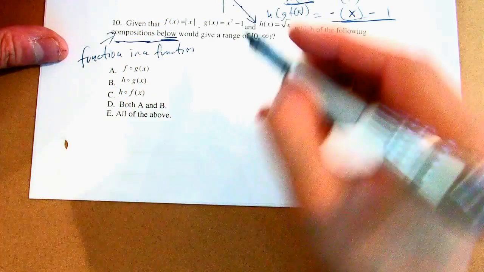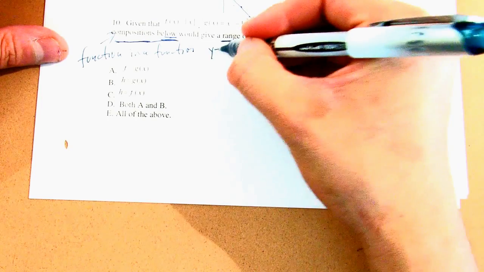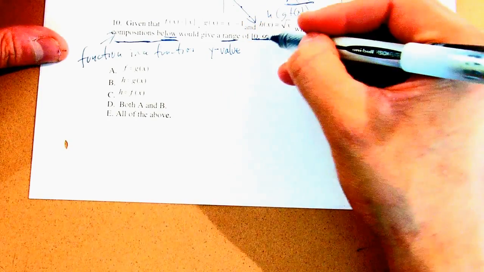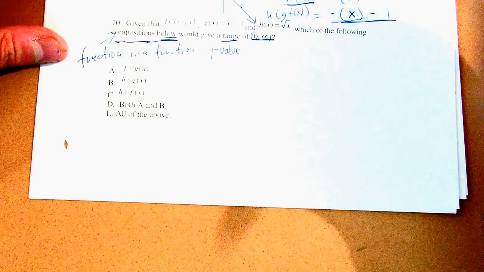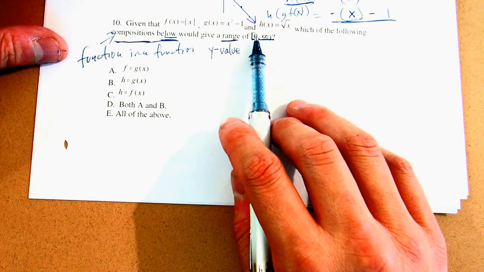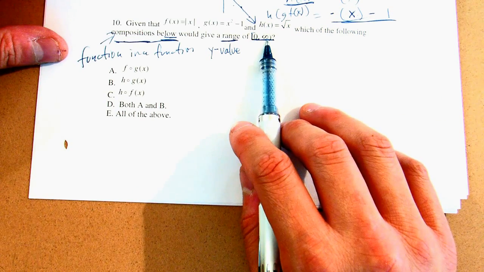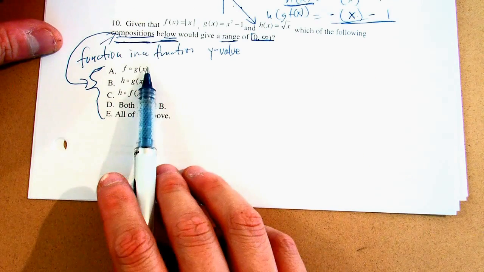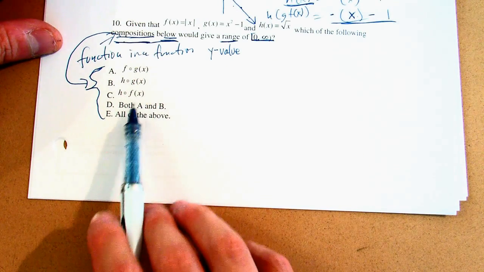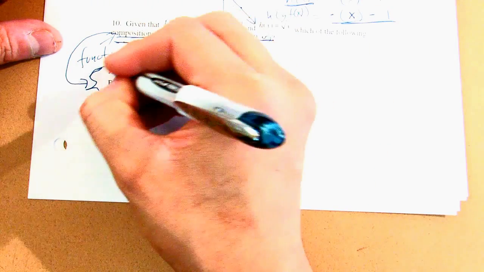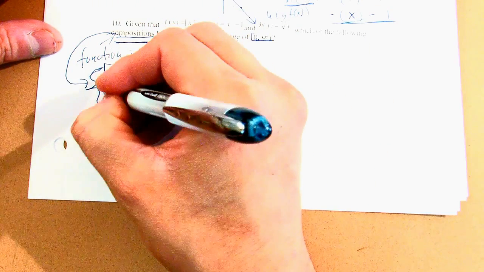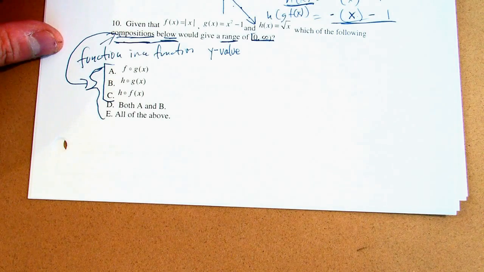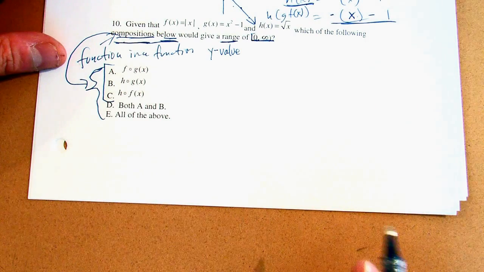Below would give a range of y values of 0 to infinity. Brackets mean it touches the y value of 0, and it goes on to infinity. It's asking us to check all of these. You can see A, B, and C, and choices D and E are combinations of such, so we really only have to check A through C. We're going to check these.